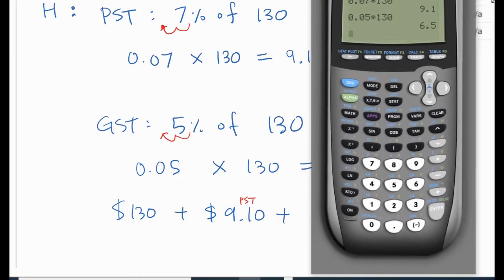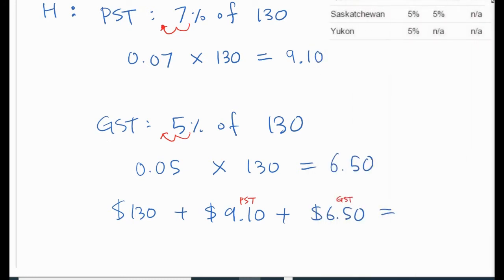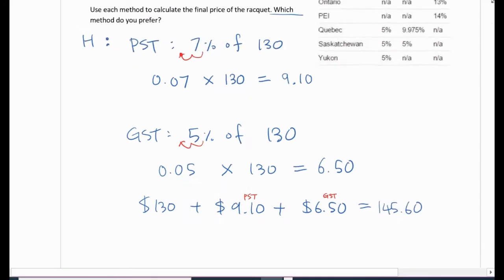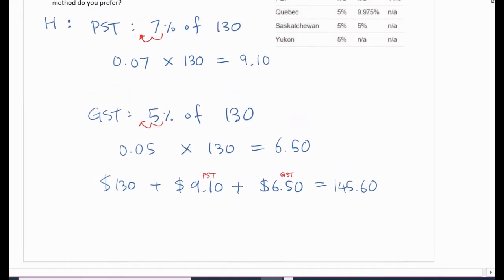Okay, 130 plus 9.10 plus 6.50. Total 145.6. So the answer is $145.60. So this is Helen's method. Okay?